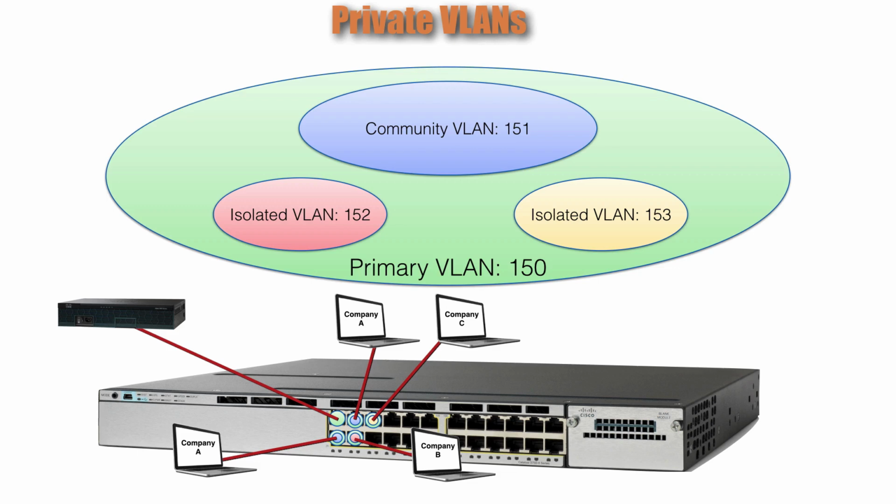Or maybe the company B and the company C laptops, they can see one another at layer 2. That would be a bad thing. And normally this just boils down to a private VLAN misconfiguration.